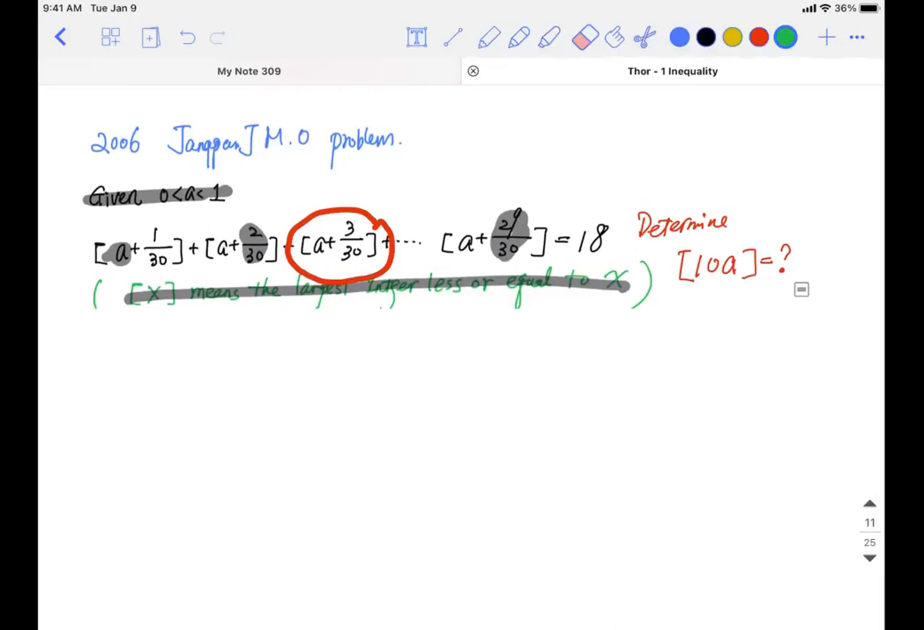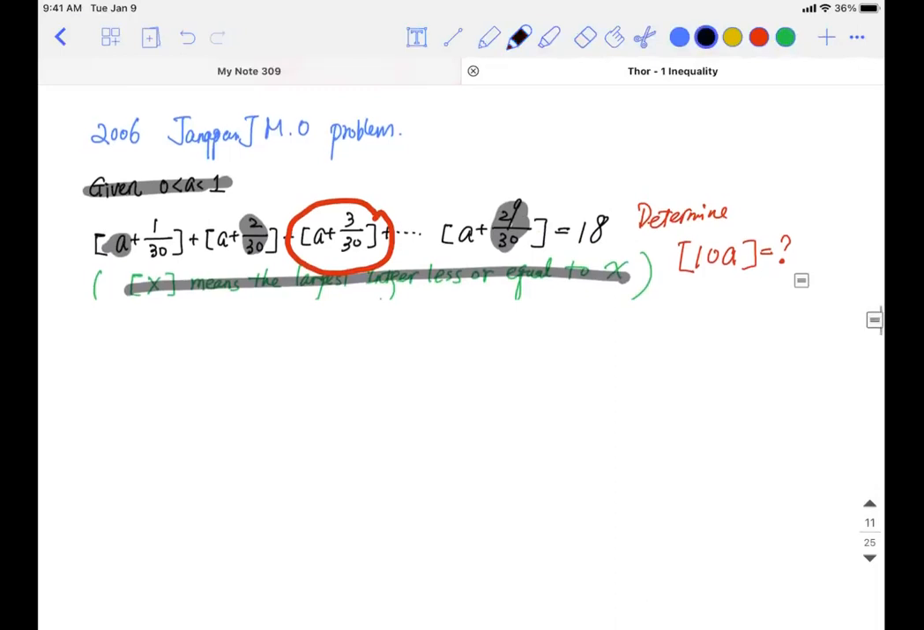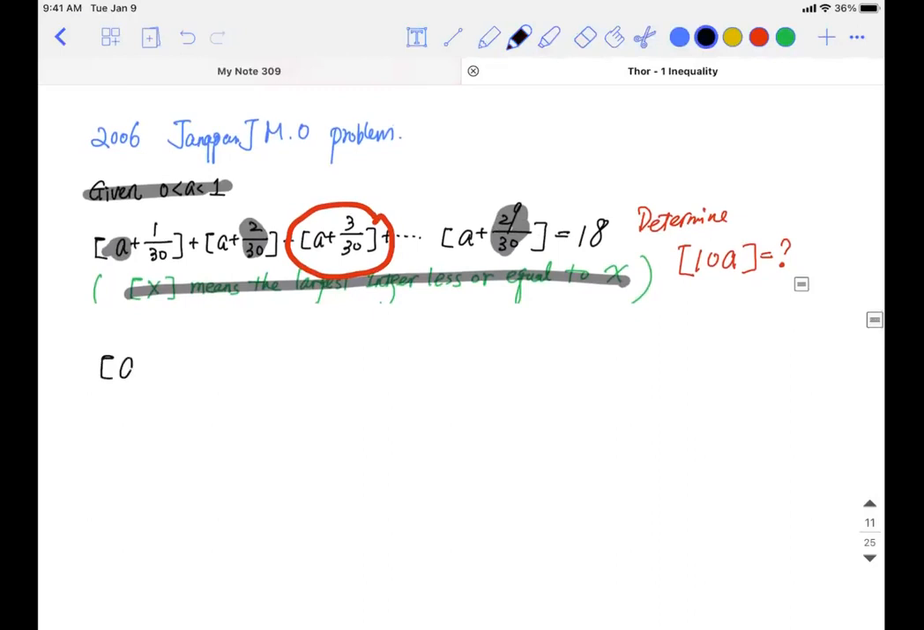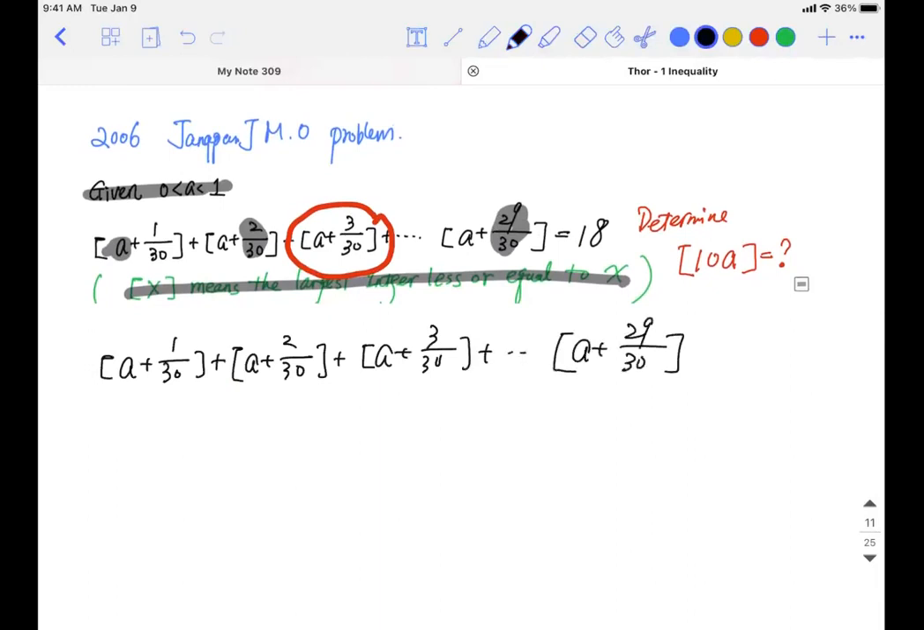Is that right? I think that's a very nice approach. I don't know if you guys follow Yan. He has a very good observation, so I'm going to repeat what he mentioned. A plus 1 over 30, a plus 2 over 30, each with a Gauss, a plus 3 over 30, all the way to a plus 29 over 30. That sum equals 18.